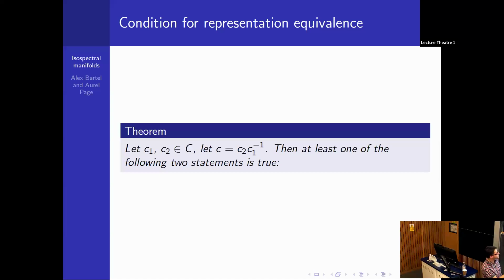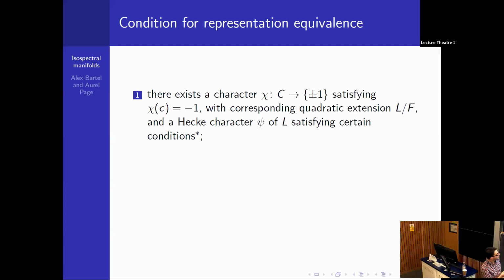Then at least one of the following two statements is true. Either there exists a quadratic extension of my field and a Hecke character satisfying some conditions, or the two groups are representation equivalent. In other words, let me pass over this terrain again. In order to prove that your two groups are representation equivalent, you're going to compute the groups of Hecke characters of a few finitely many specific quadratic extensions of F and check that there is no Hecke character satisfying certain explicit conditions.